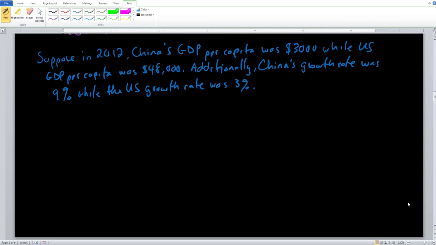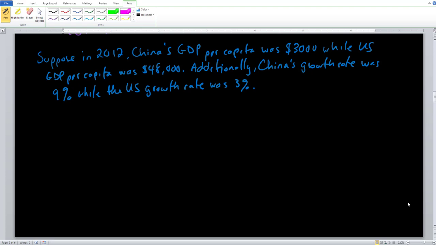To wrap up our discussion of the rule of 70, there's one more big example that we can take a look at, and I provided the information right here. Suppose that in the year 2012, China's GDP per capita was $3,000, while US GDP per capita was $48,000. And these are pretty close to their actual values. Additionally, China's growth rate was 9%, while the US growth rate was 3%.